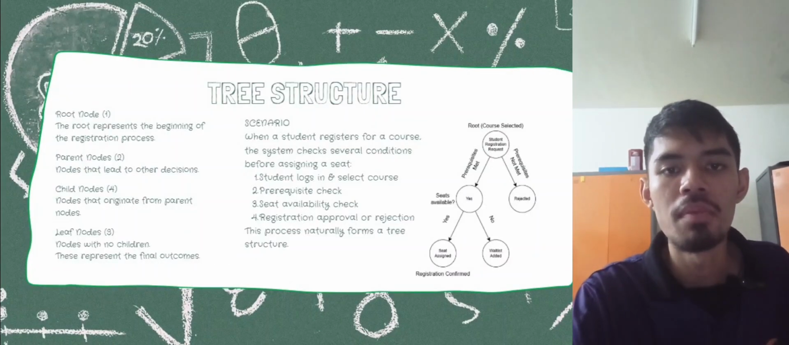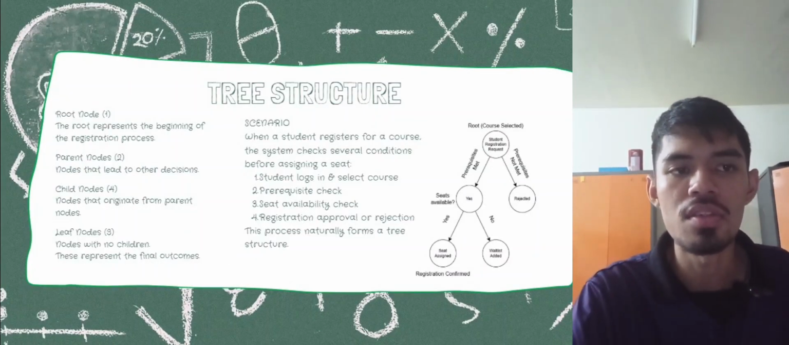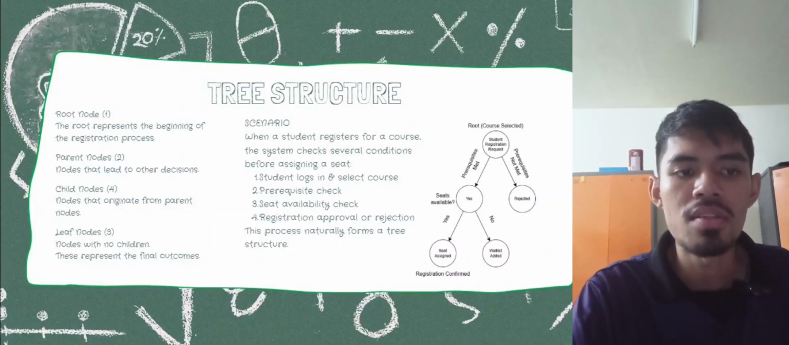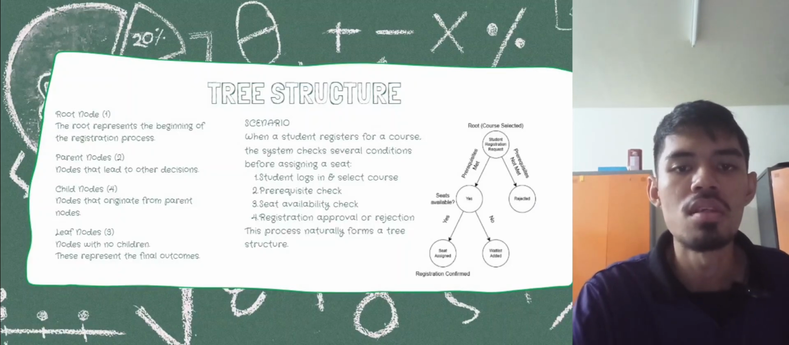We have 4 main things in the structure: root, parent node, child node, and leaf node. As we can see on the second slide of the tree module, we have only 1 root, 2 parent nodes, and 4 child nodes, while we have 3 leaves, which means they have no child and just end there.